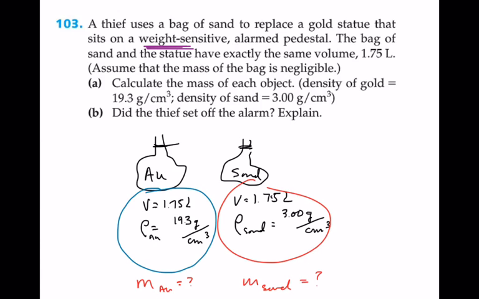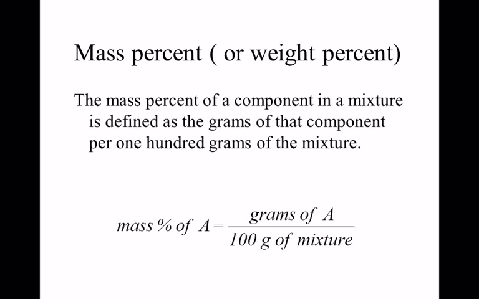And then B says, basically, did he pull it off? Okay, so do you think he pulled it off? No. I think he probably died right there. Or the trap went off. Okay. So those two are due on Monday. So let's go ahead and finish up.